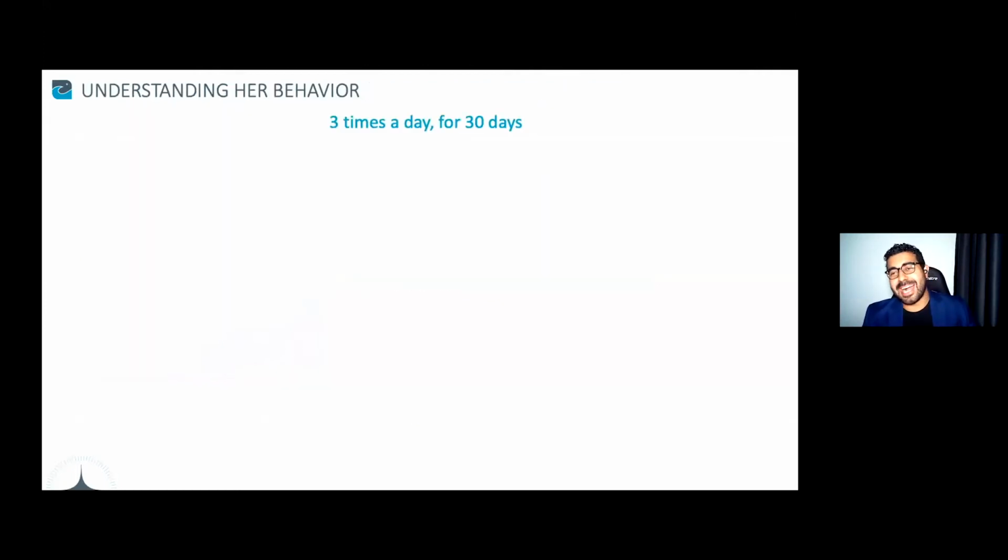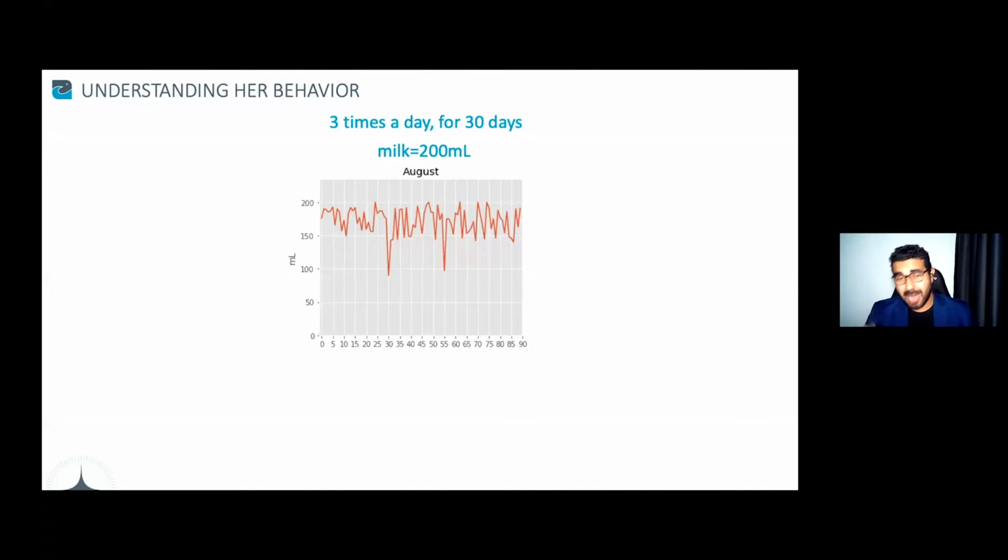I'm a data-driven guy, so I just asked her to give 200 mL of milk. And then we counted how much milk she drinks every day during the month of August. On average, she drank 172 ml per time. The minimum that she drank was 97, and the maximum was 200. We gave 200, she drank 200.